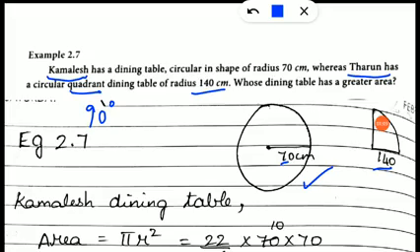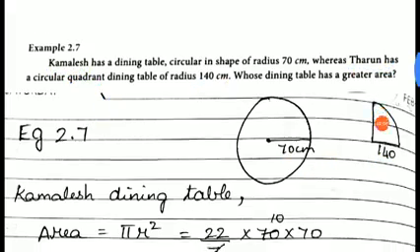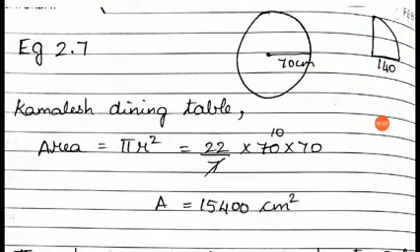The radius is 70 centimeters. So shall we substitute here? Area is equal to pi r square, then 22 by 7 into radius 70 centimeters, so we are using 70 into 70. Cancelling 7 and 70, 10 times, and then the area is equal to 15,400 centimeters square. Clear? This is the area of Kamlesh's dining table.